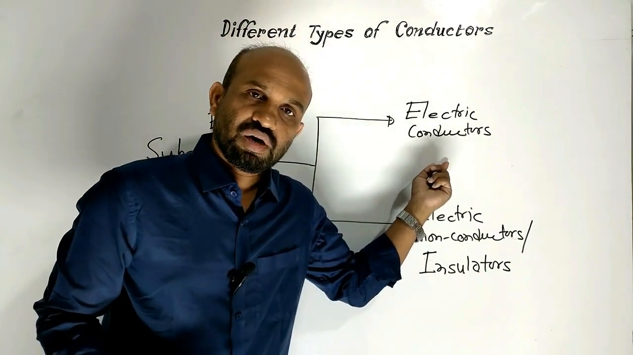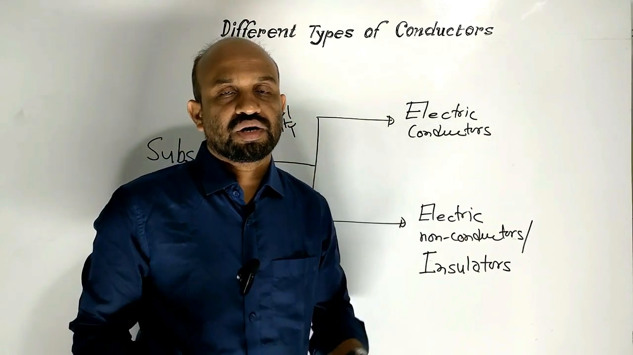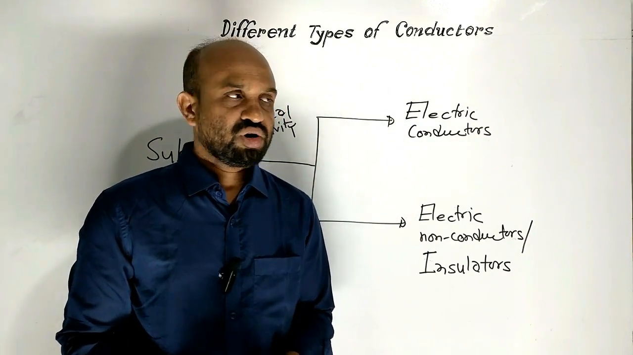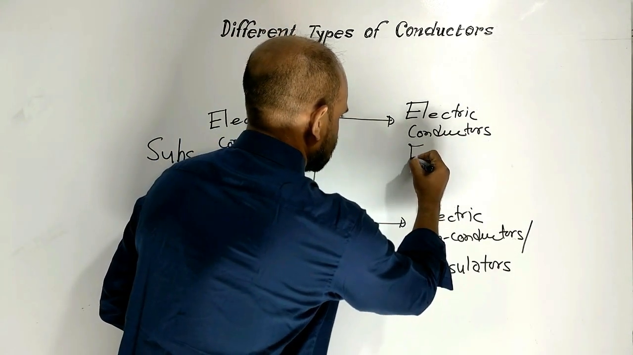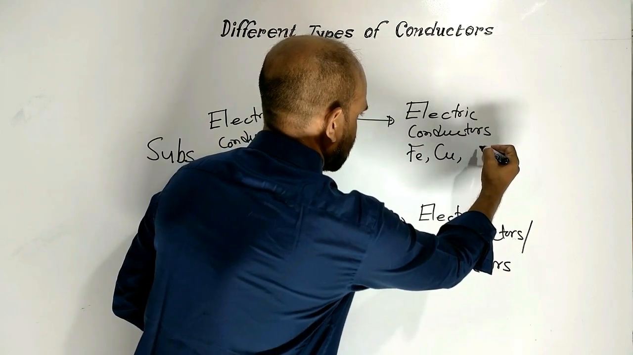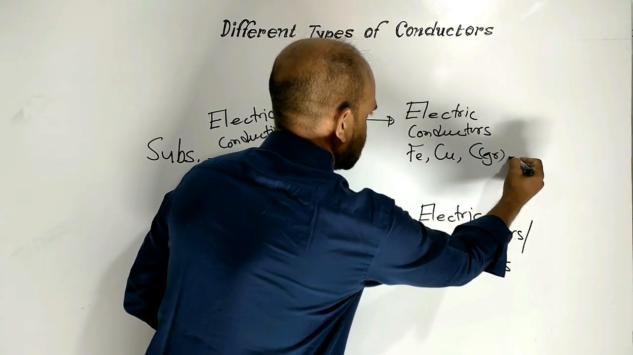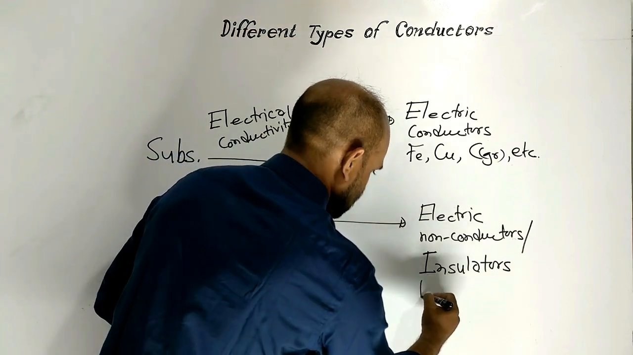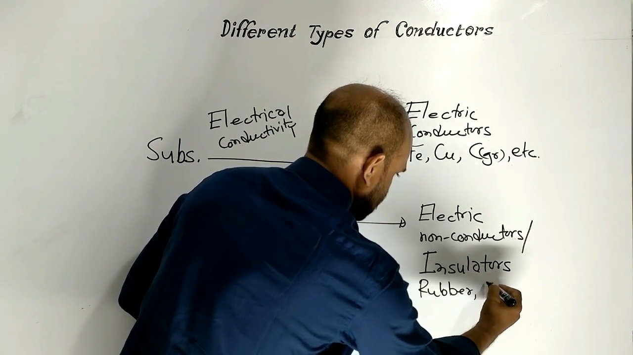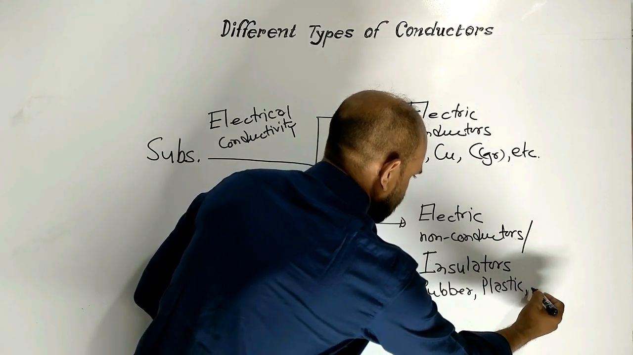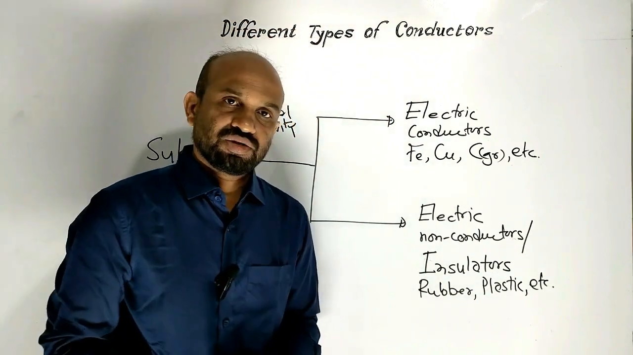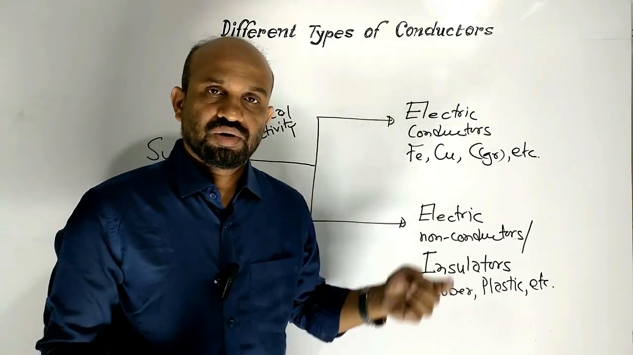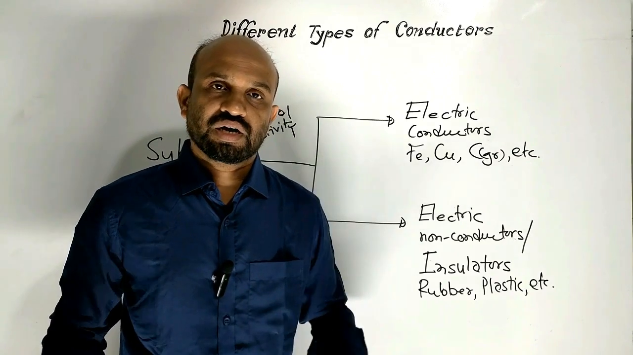Now, what are electric conductors? Metals and non-metals through which electricity can pass are called electric conductors. For example, metals like iron, copper, non-metal like graphite, etc. And electric non-conductors or insulators like rubber, plastic, etc. In this lesson, we are going to learn classification of electric conductors. So, let us go to the detail of electric conductors.